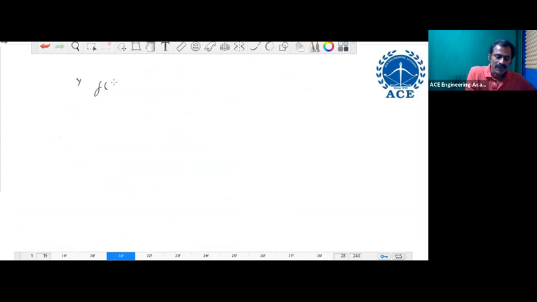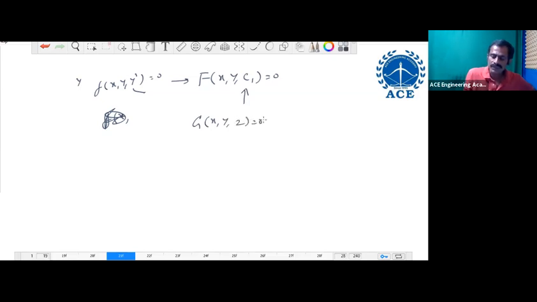Suppose we consider the first order and first degree equation, f of x, y, y dash. This is the first order differential equation. The general solution of a first order differential equation contains only one arbitrary constant. Its general solution will be in the form f of x, y, c1 equal to 0. For a particular value of c, we write the particular solution, g of x, y, and some particular value, let us suppose 2, equal to 0.